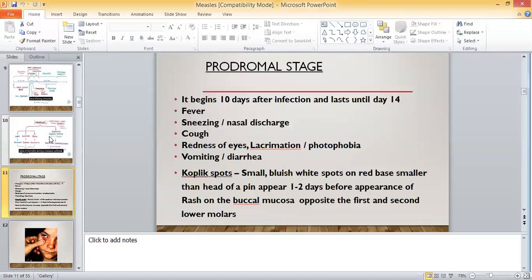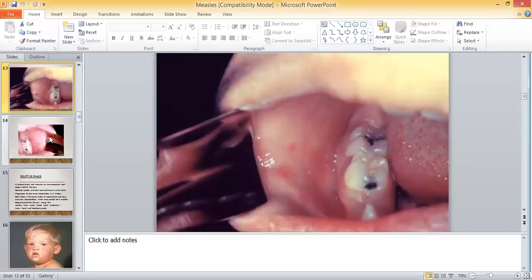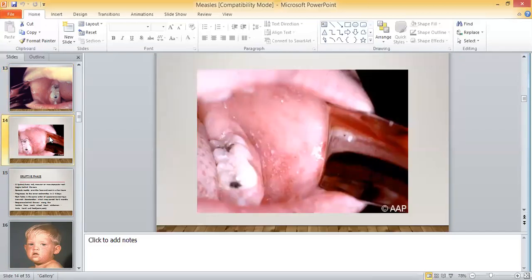In the prodromal stage, it begins 10 days after infection and lasts until 14 days, as told in the diagram. Fever, sneezing, nasal discharge, cough, redness of eyes, lacrimation, photophobia, vomiting, and diarrhea occur. Normally, Koplik spots, which are small bluish white spots on a red base smaller than the head of a pin, appear 1 to 2 days before the appearance of the rash on the buccal mucosa, opposite the first and second lower molar. This is the redness of the eye. A bluish macular rash occurs on the buccal mucosa.